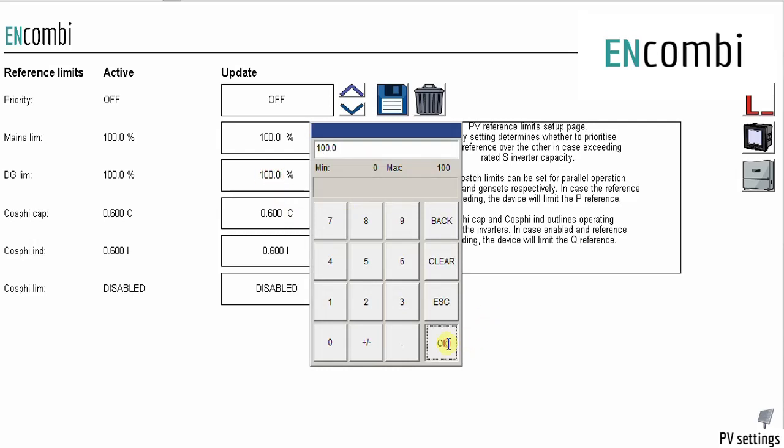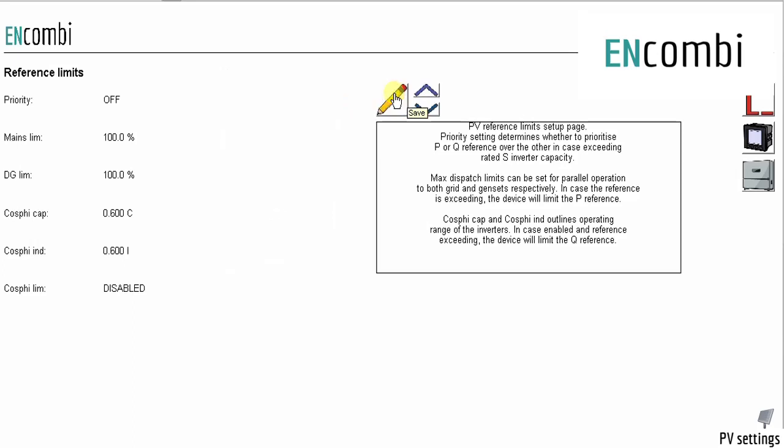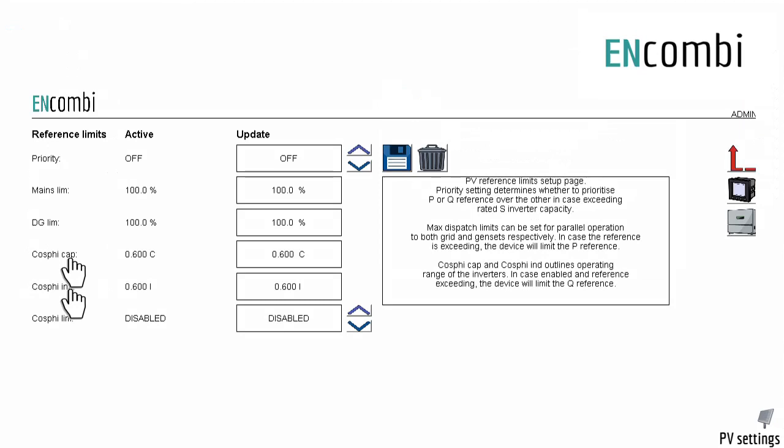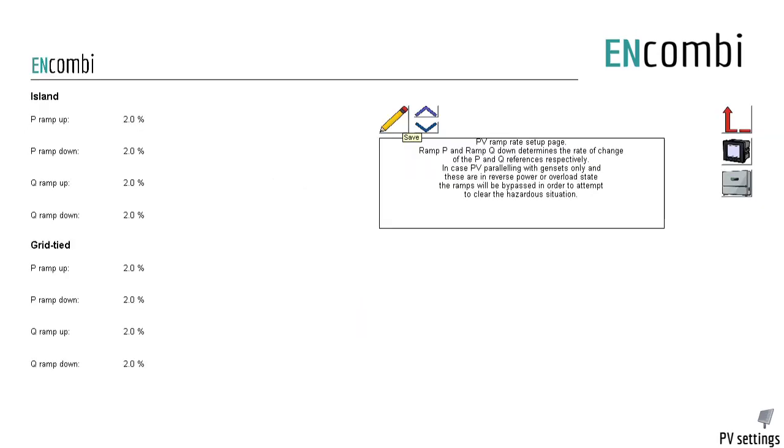ECPv2 controls the production limit according to this setting for both main and genset and manipulates PV energy flow according to load fluctuation. The percentage of production for both main and DG settings will be maintained by the controller regardless of fluctuation of the load. COSFI cap and COSFI IND outline the operating range of the inverters. If COSFI is enabled, then the settings actively affect when the reference exceeds the outlined range, which means the ECPV2 will limit the Q references accordingly. Next editing is ramping settings.